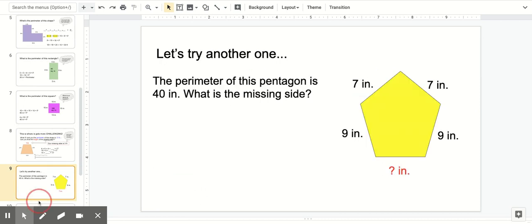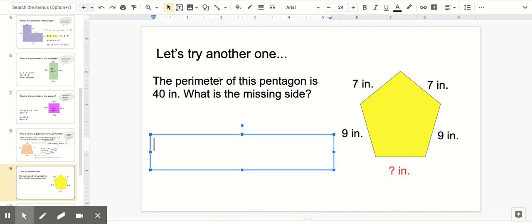All right, so here's another one. I'm going to read this, and then I want you to pause your video and try it on your own, okay? The perimeter of this pentagon is 40 inches. What is the missing side? So go ahead and pause it and try to figure it out and come back to check your thinking. Okay, I hope you got some work in to check. So we're going to add up the sides we know and see how much more we need to get to our given perimeter of 40 inches.